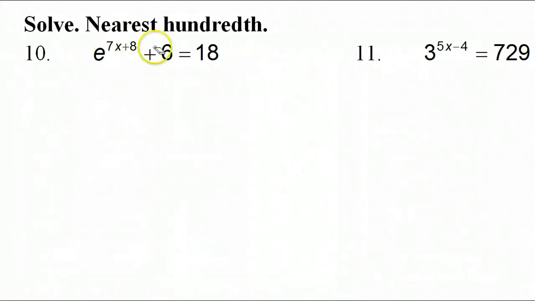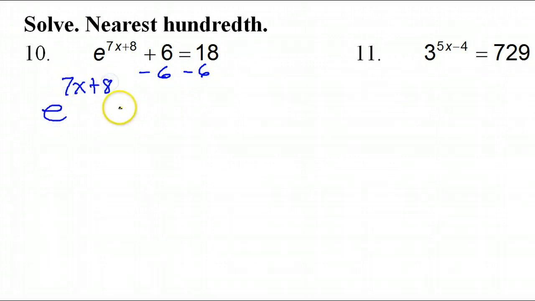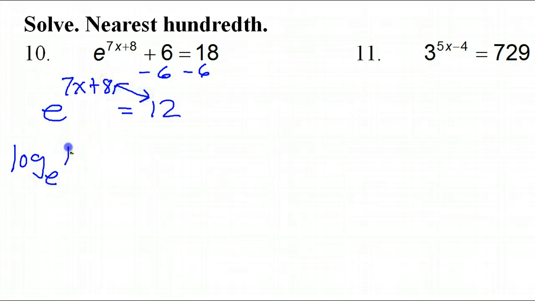Okay, number 10, solving this stuff. So we need to get the base by itself. So subtract 6 from both sides. So that's going to be e to the 7x plus 8 power is equal to 12. Let's go to log form. Start with the base. In log form, that's log base e. These two guys change sides. So I'll have my 12 and then my equals 7x plus 8.